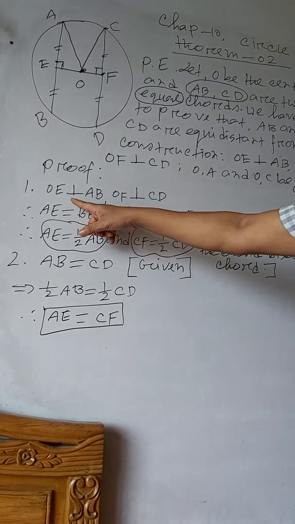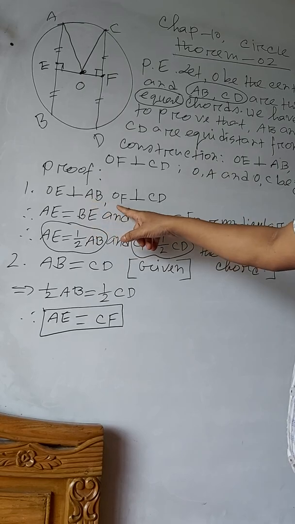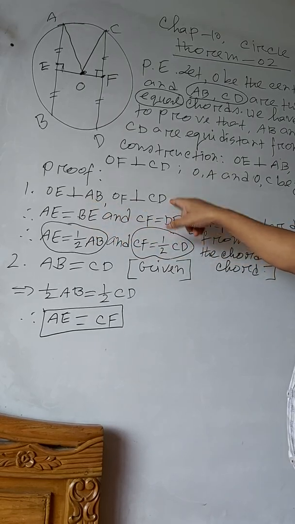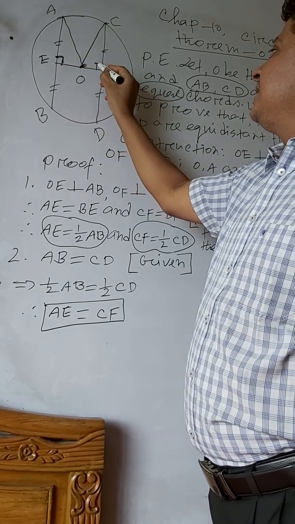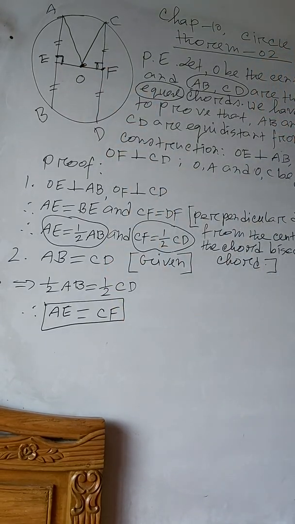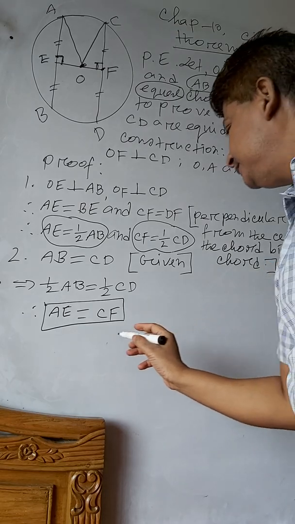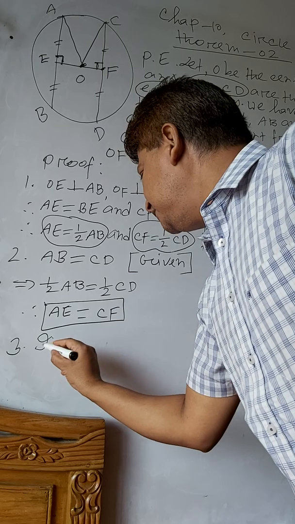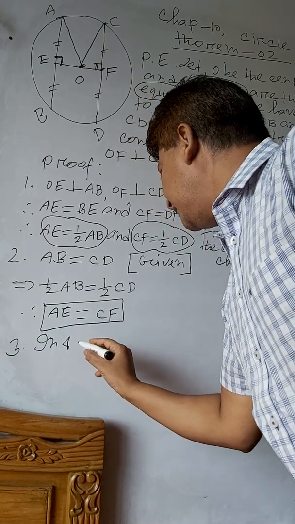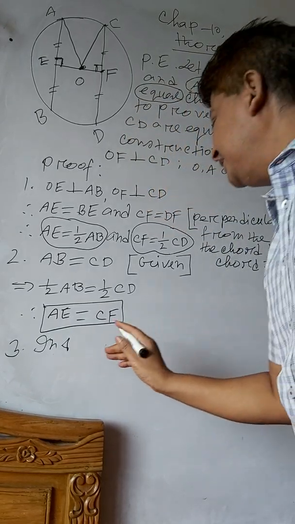OE is perpendicular to AB, also OF is perpendicular to CD. Therefore, from the above figure, it is seen that this is a right angle triangle. In triangle AOE, in right angle triangle.